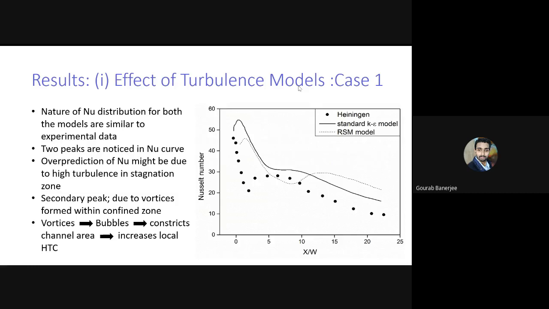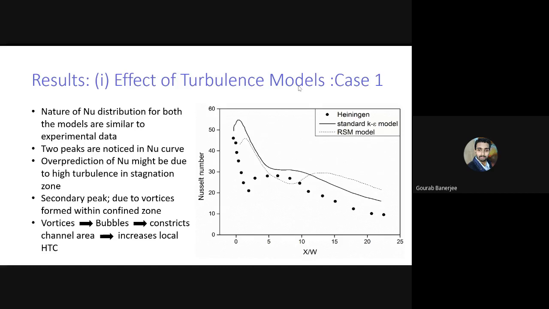But for the standard k-epsilon model, from the secondary peak onwards, the matching is better than for the RSM model. There is a huge overprediction at the onset of the Nu distribution curve. The onset of the curve resembles the stagnation of the impingement zone, and there is a huge amount of turbulence, which might be the reason for this overprediction. The secondary peak generally forms due to vortices formed within the channel, in the space between the confined surface and the hot plate.